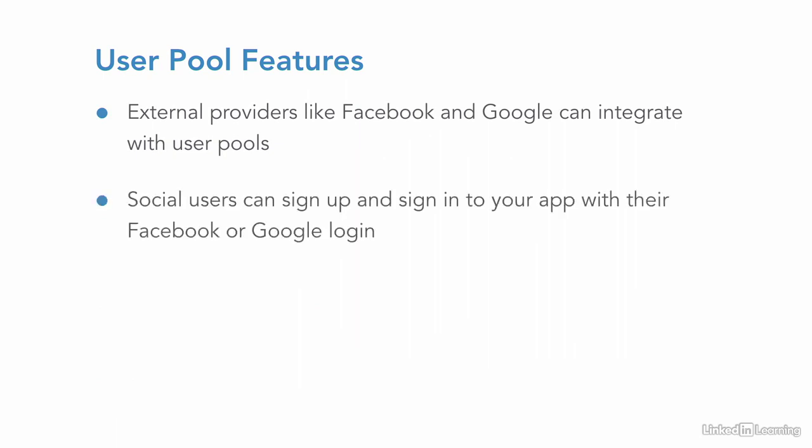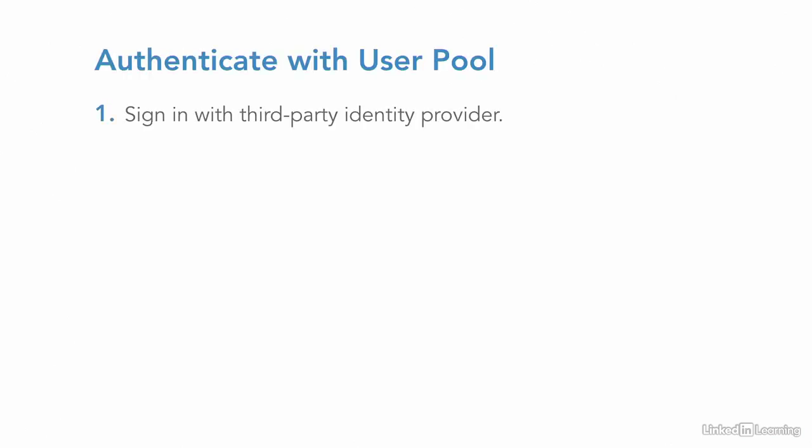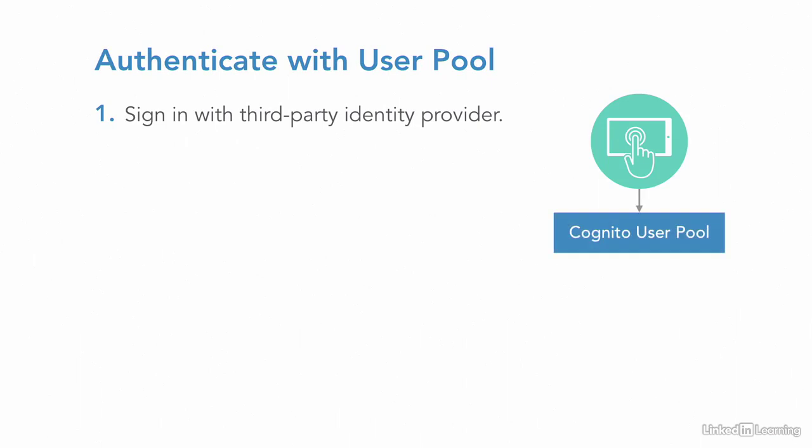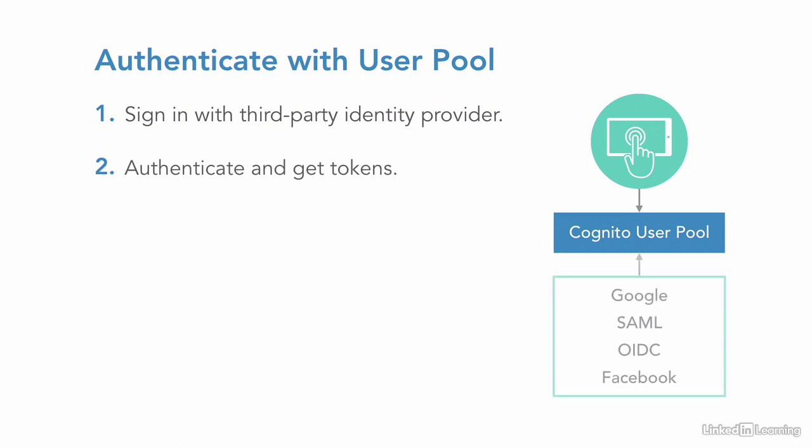Therefore, a social user, that is, a user such as one of your users with a phone and Facebook or Google logons, can also sign in and sign up to your mobile application with these credentials. So if I authenticate with the user pool, number one, I can sign in with the third-party identity provider of choice. Number two, I could authenticate and get tokens for the application.